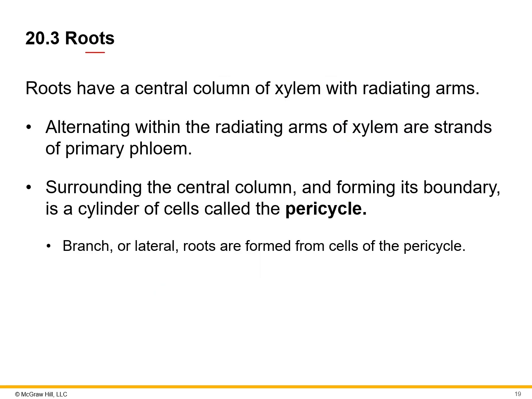All right, now looking a little bit more at roots. They have a central column of xylem in the middle, and then it has radiating arms that go off the side, alternating with arms or strands of phloem. And then they're surrounded by a column that forms a boundary, and that makes up what's called the pericycle. And so these branch or lateral roots are formed from the cells of that pericycle. So that's how they're growing. The lateral roots that are branching off form out of that central column called the pericycle.